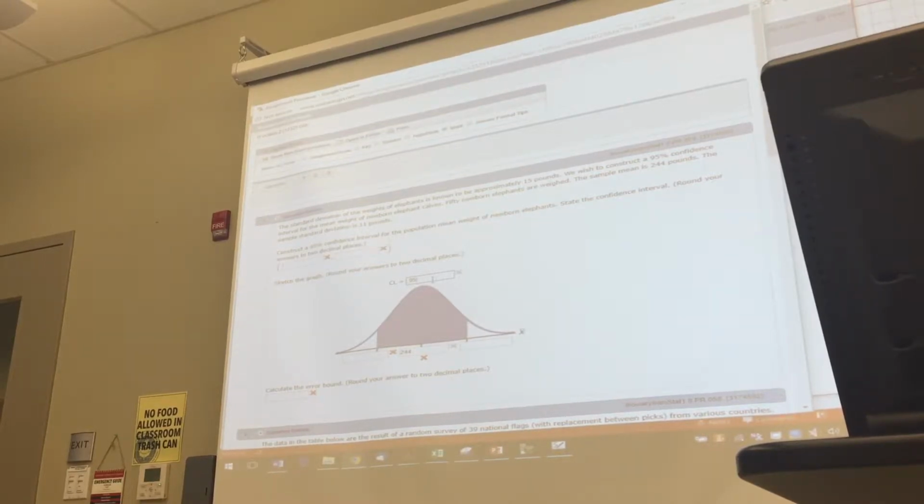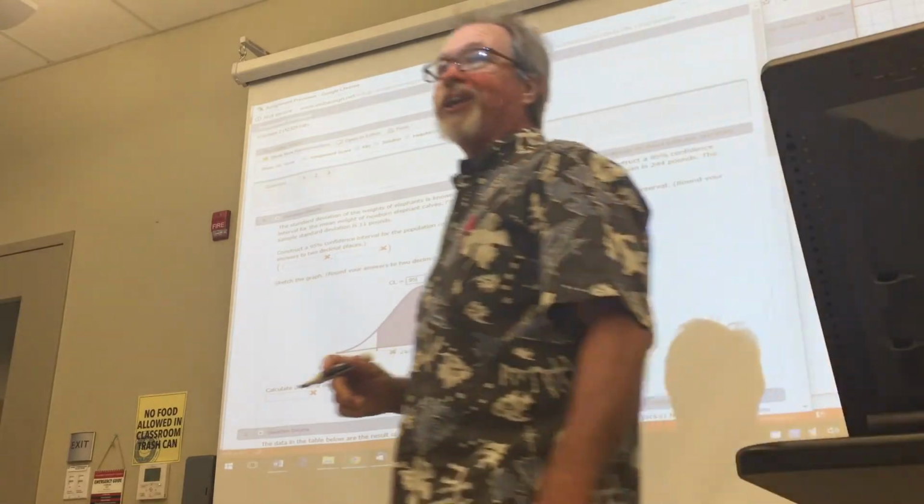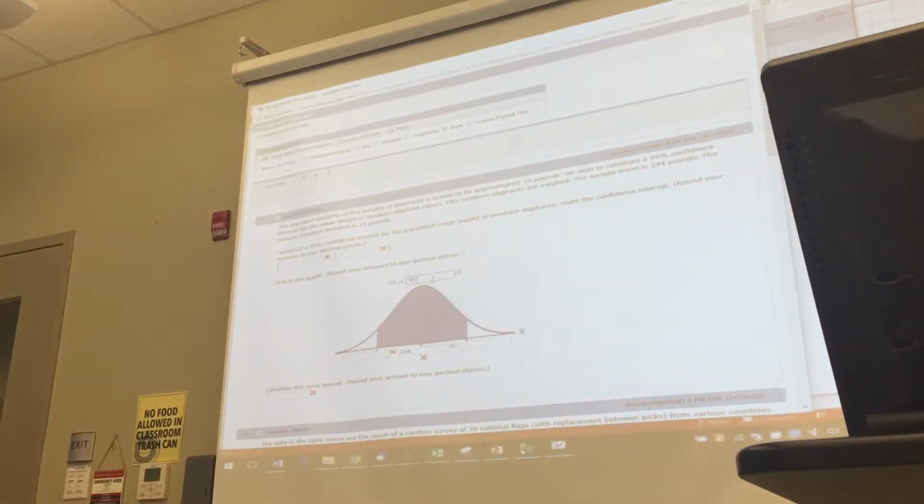Now, how do I get my standard error? Take the standard deviation of the population divided by the square root of n, 50. So the standard deviation of the population is 15 over the square root of 50. See, that's why I have to be careful that it's talking about two standard deviations. I have to make sure I'm using the right one.